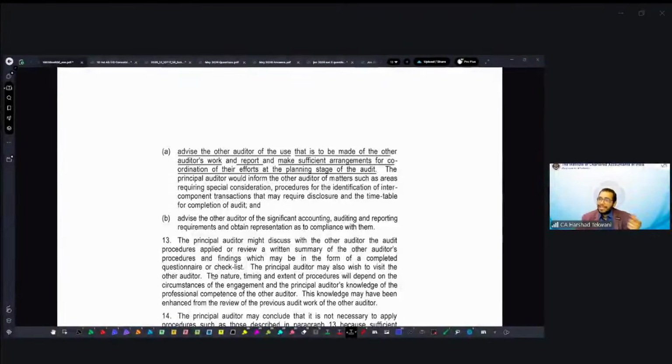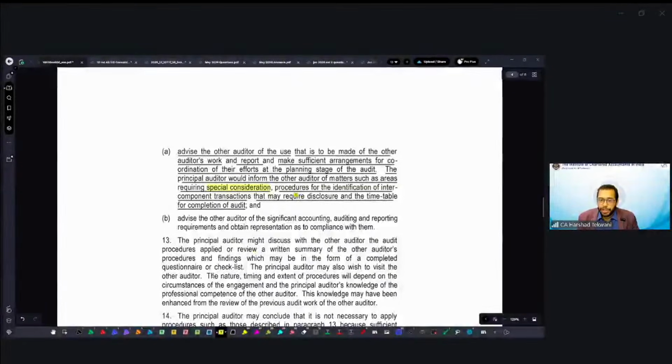Sharing the materiality at the start of the audit is an example of the coordination. But you need to explain. When I say explain, you need to explain that you make the arrangement for coordination. Providing them the materiality at the start of the audit, and providing them which area to audit, is an example. The principal auditor would inform the other auditor of areas requiring special consideration, or procedures for the identification of intercomponent transactions that may be required to be disclosed, and the timetable for completion of the audit. So as a principal auditor, I will already provide him the special areas.